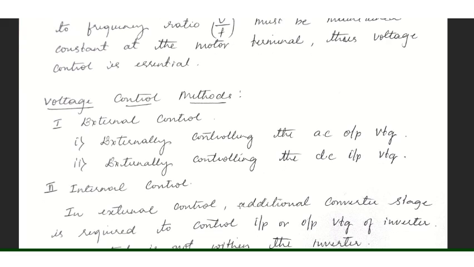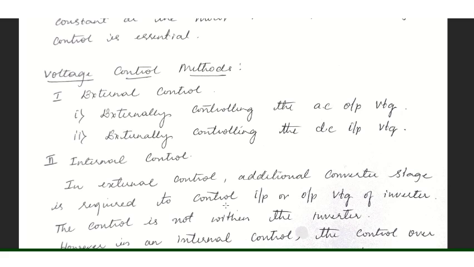So there are different methods to control the voltage. First is external control, wherein the AC output voltage or the DC input voltage will be externally controlled. Externally controlled means the inverter circuit as such will not be disturbed, but there will be additional converter stages that can be included before the inverter or after the inverter, depending on whether you are controlling the DC input voltage or AC output voltage, right?